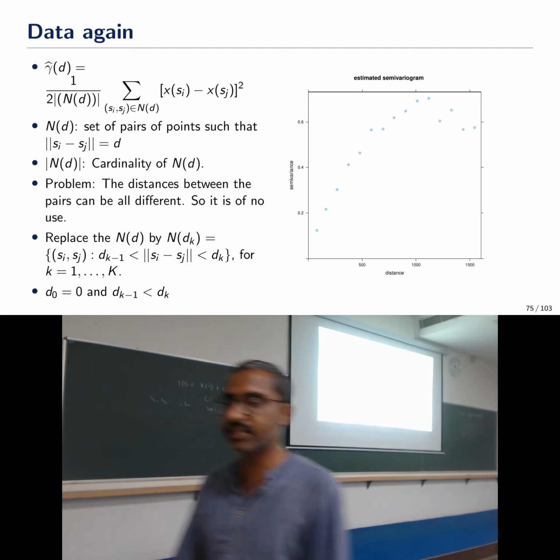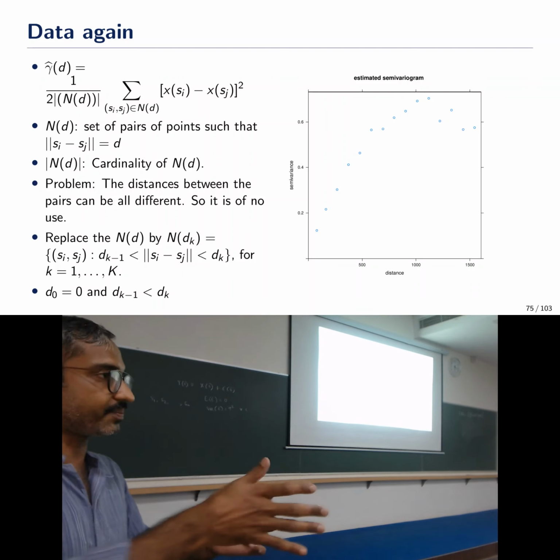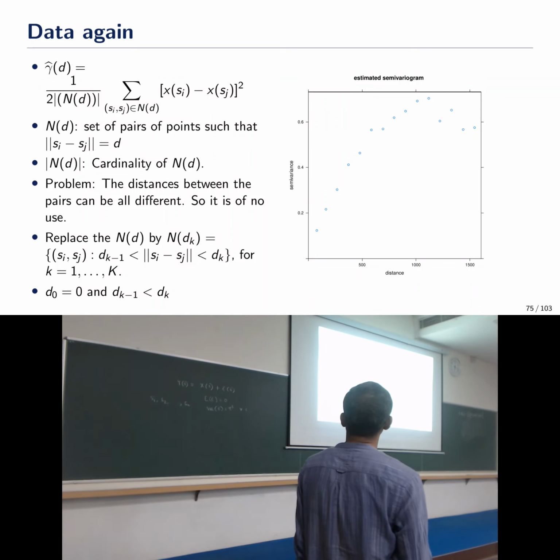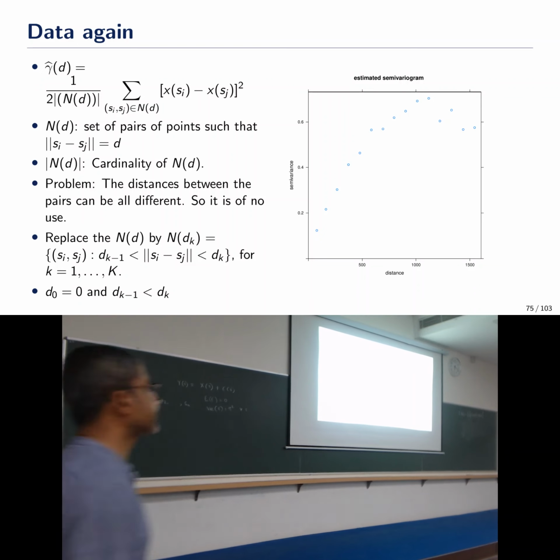So how do you deal with this? You partition the complete distance into separate parts, and you replace this N(d) by N(d_k). What this N(d_k) is: you look for those pairs si, sj such that the distance lies between these bounds. So this is similar to the histogram that we have, a special form of the histogram. So we just do this and estimate this. We have the data, apply this and get the estimate. So that's the estimate that we observe.